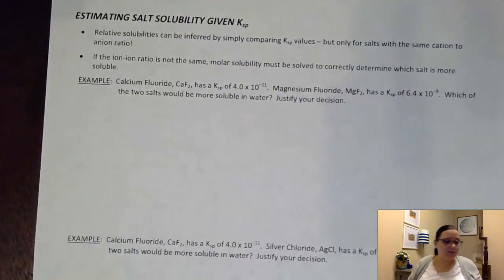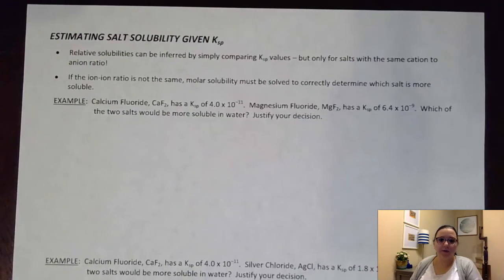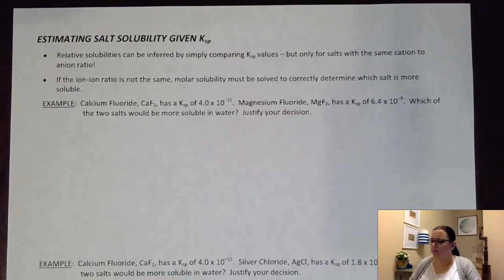All right, so let's talk about our last type of problem here. This is actually a really common type of problem to see in a multiple choice style question. Not that you couldn't see it in an FRQ, it's just more common in multiple choice. They want us to estimate salt solubility of 2 compounds given Ksp information.